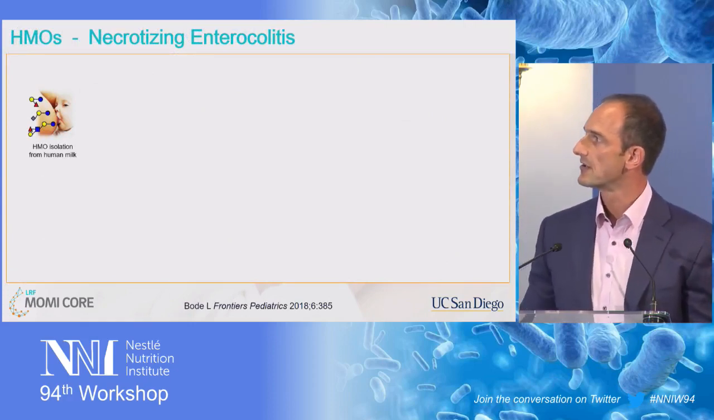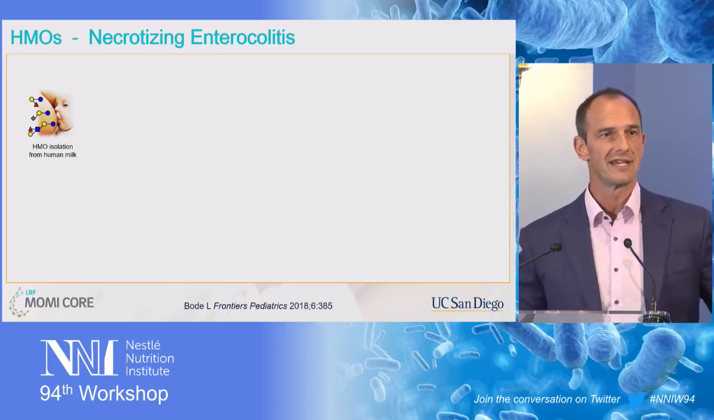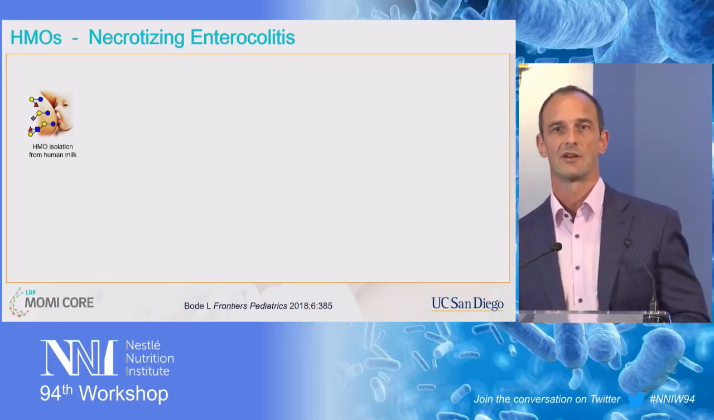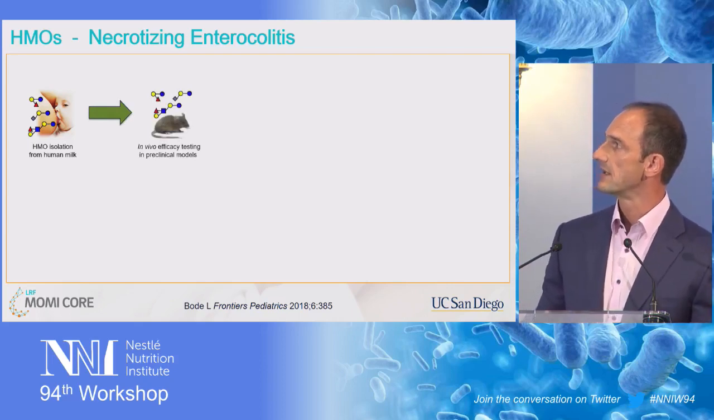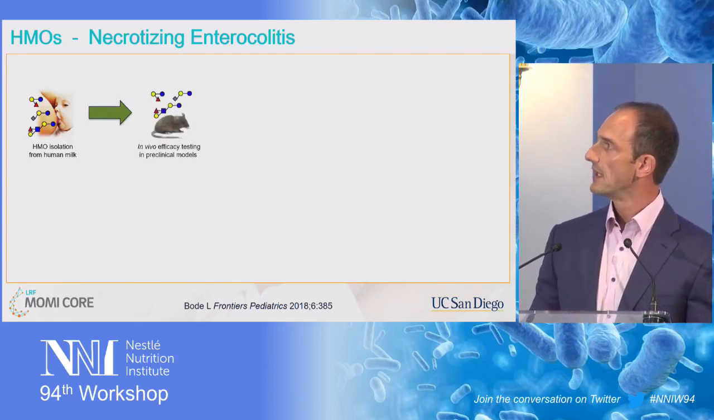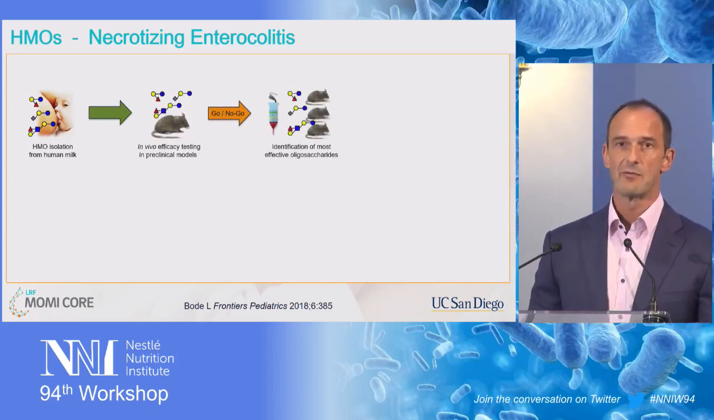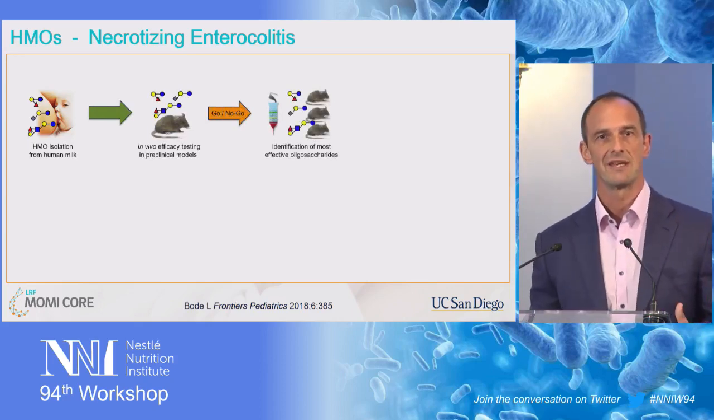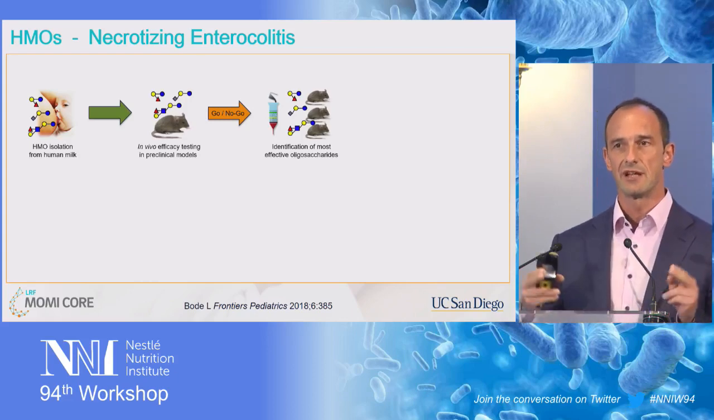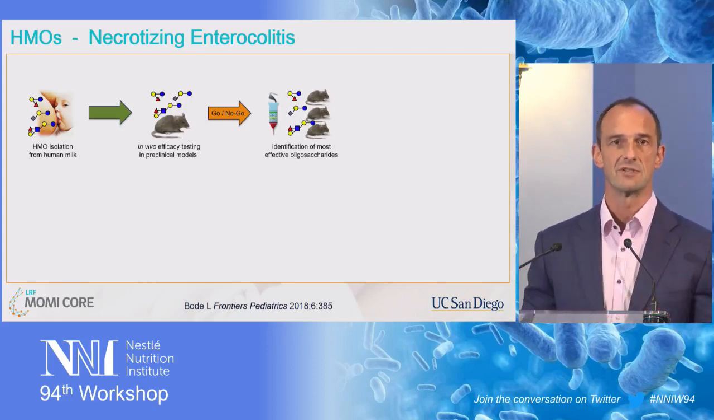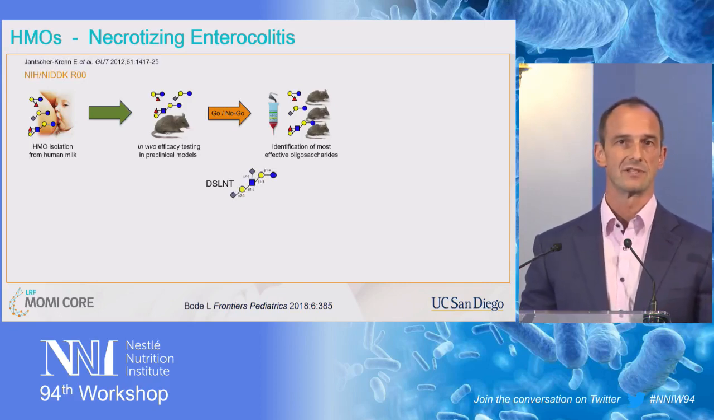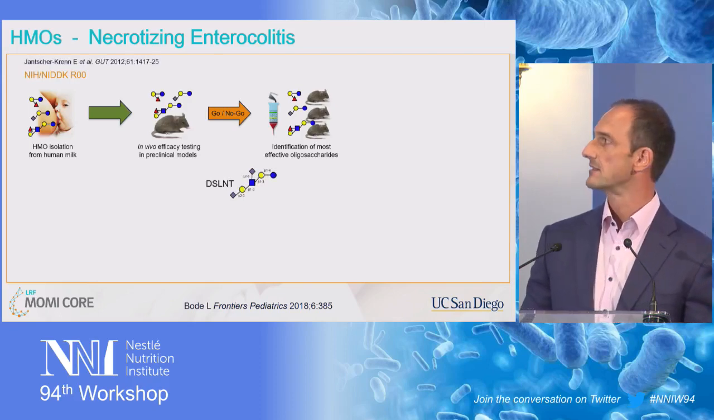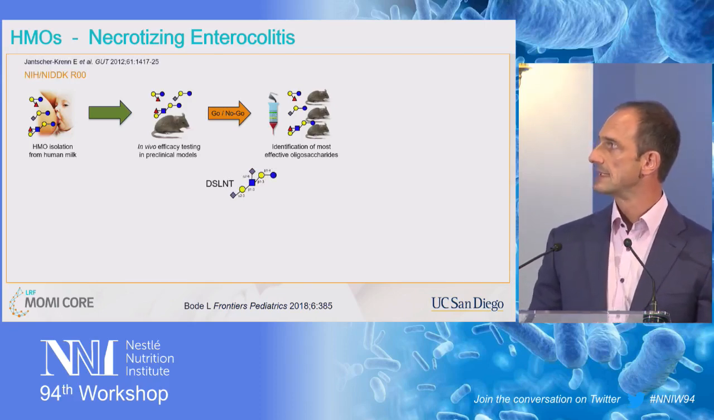What we did is we isolate oligosaccharides from pooled human donor milk to get the entire collection of human milk oligosaccharides, test that in an in vivo model, in this case in a neonatal rat model. We found that there is an effect, and we wanted to know which structure is it. So we used multidimensional chromatography to really narrow down which structure is responsible for the effect that we see. And we found that this is the oligosaccharide that was responsible for the protective effect. It's called DSLNT, disialyllacto-N-tetraose.